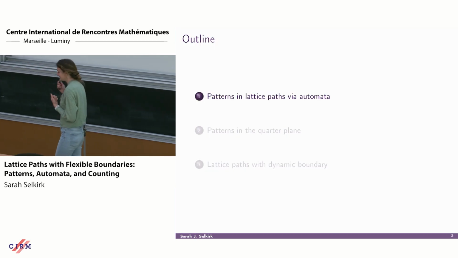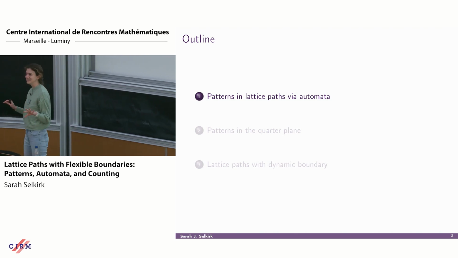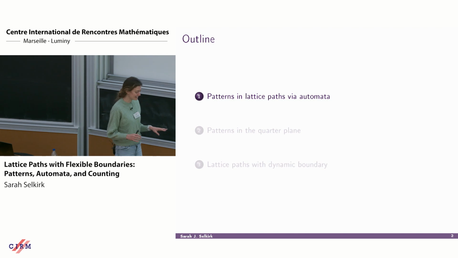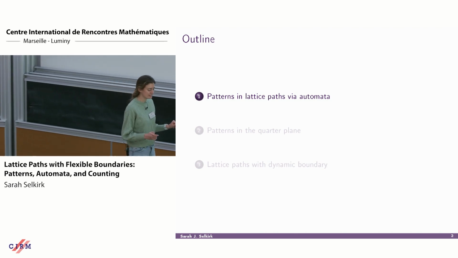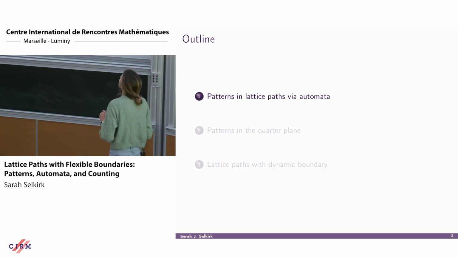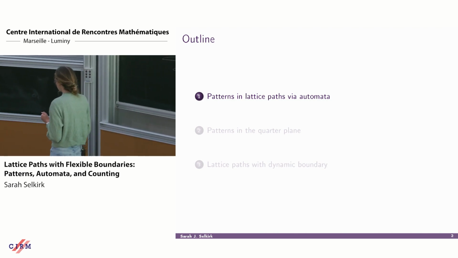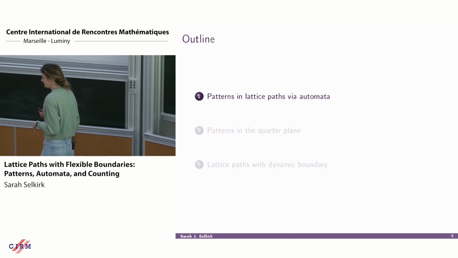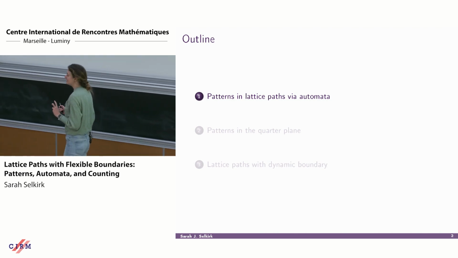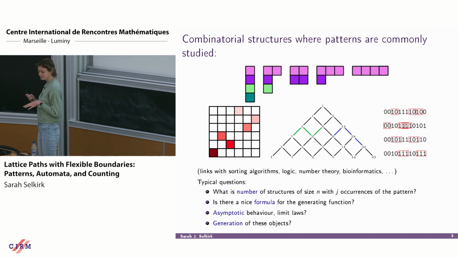Great, so let's get started. Hopefully this is going to be given at a level that everybody at this stage in the week finds easy to follow. I know everyone has different backgrounds, so we're going to go through things on quite a general level. So we're going to start with patterns in lattice paths via automata. So review some of the background, then we'll get into walks in the quarter plane, or patterns in walks in the quarter plane, and then look at a fun model of lattice path which has a moving boundary.